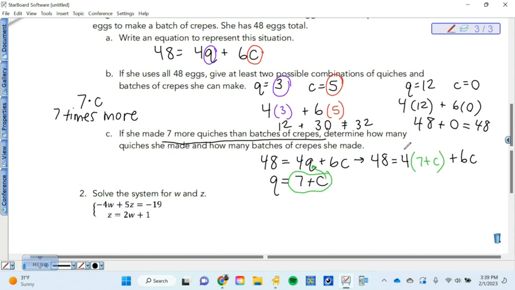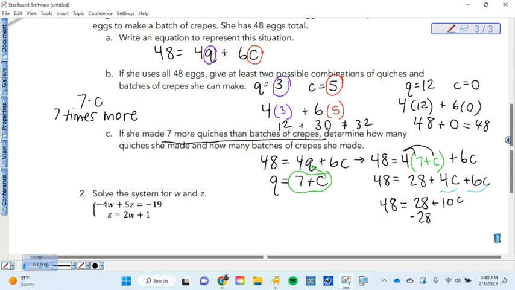Yeah, multiply first. So 48 equals, what's 4 times 7? And then what's 4 times C? 4C, and then plus 6C. What's my next step? Yeah, combine like terms. 4C and 6C give me what? 10C. So now I have 28 plus 10C equals 48. Now what?